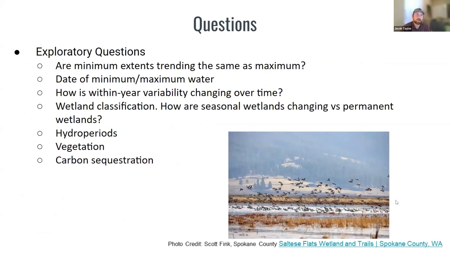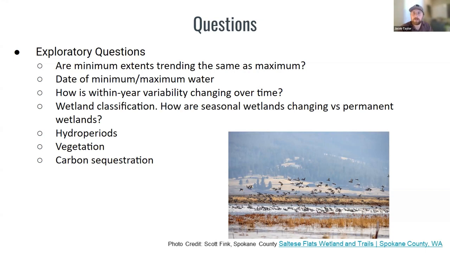So just some exploratory questions. We looked at maximum annual surface water extents, but we would like to look at the minimum extents as well and see if those trend lines are increasing at the same rate as the maximum. And then also, like I said, look at the dates of those minimums and maximums. Are they shifting one direction or the other? Are they getting closer together or farther apart?